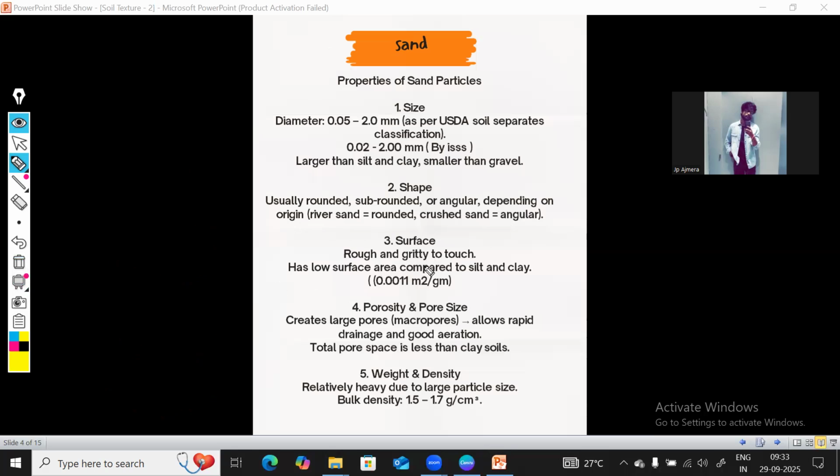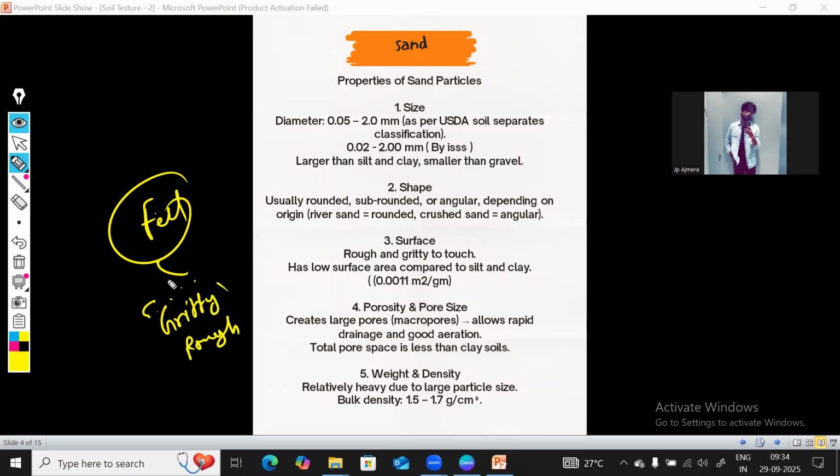Just go to a beach and pick up a bit of sand in your hand. Keep it on your palm and rub it between your thumb and your finger. You'll get the feel of something sticky and rough.